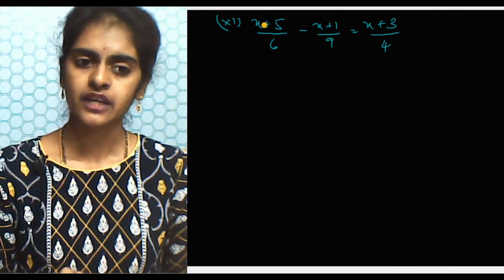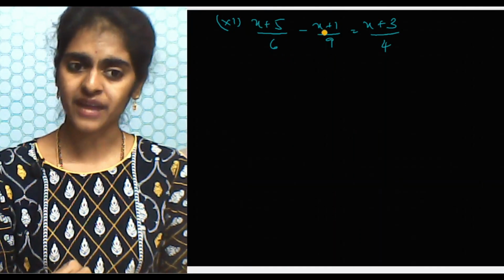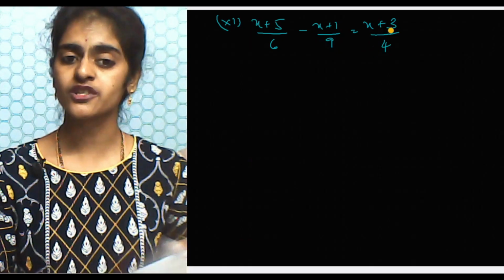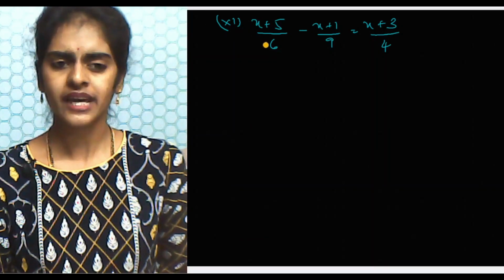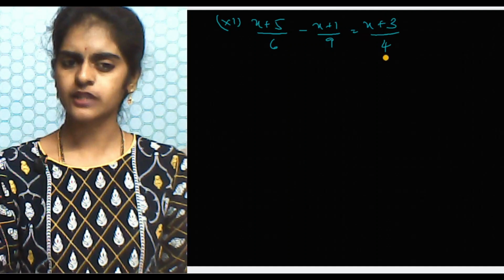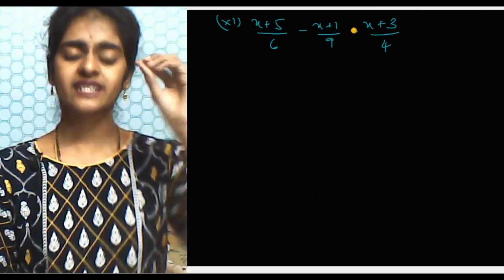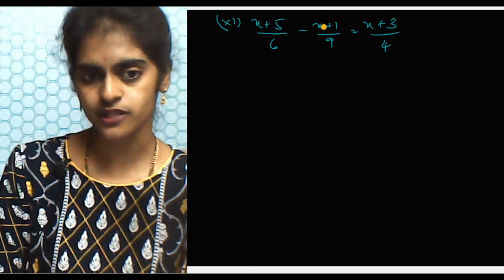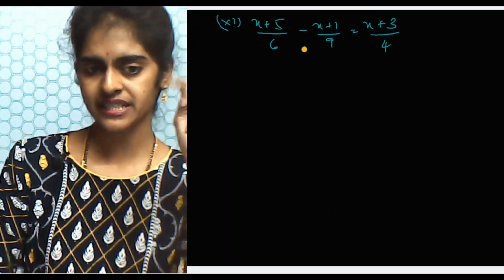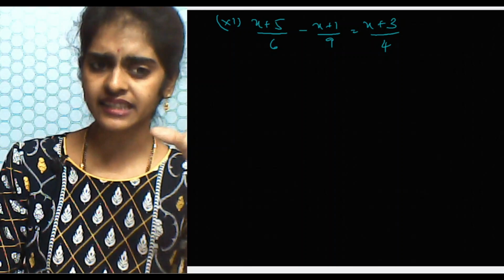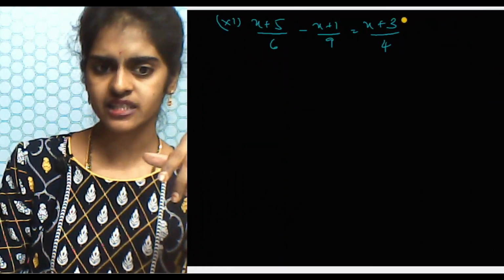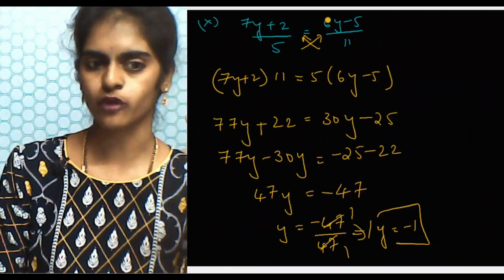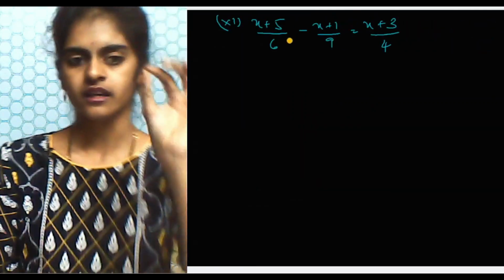Here you see you have x plus 5 by 6 minus x plus 1 by 9 is equal to x plus 3 by 4. These two are already fractions and you have another fraction. Now just think, if I just simplify these two fractions, if I take the LCM for these two fractions, what happens is this question reduces to this form. This question form I'll just show you.